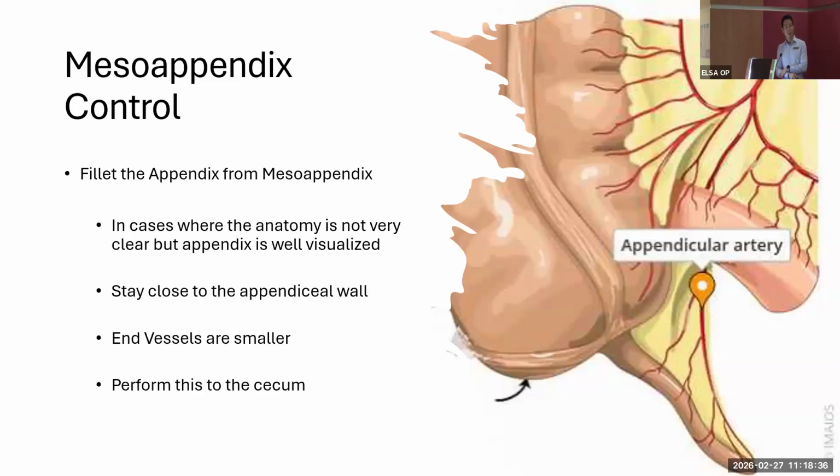That's because these terminal vessels here are extremely small. Just a bit of diathermy to burn them would be more than enough to achieve adequate hemostasis. And I do this to the cecum to get to the base. Okay, so this is mesoappendix control.